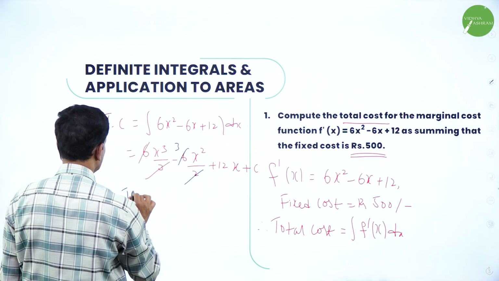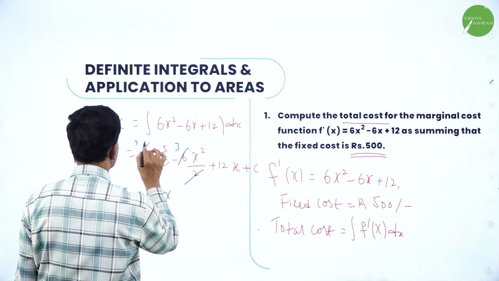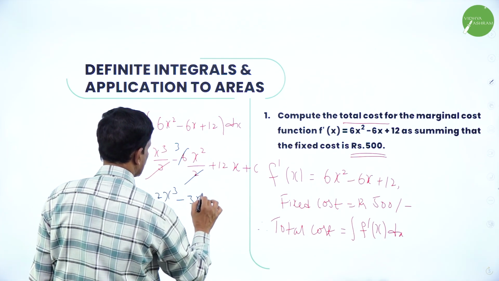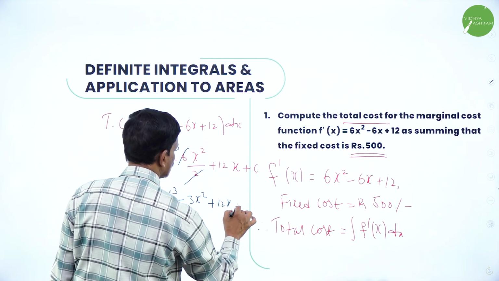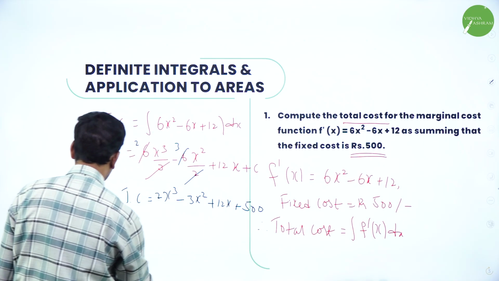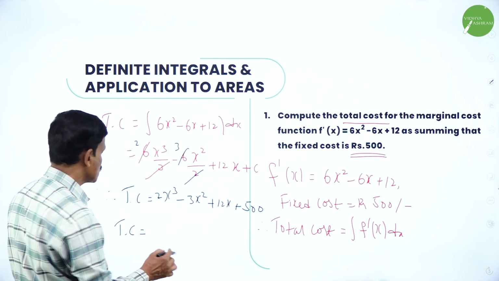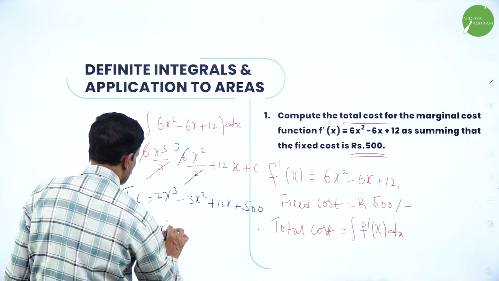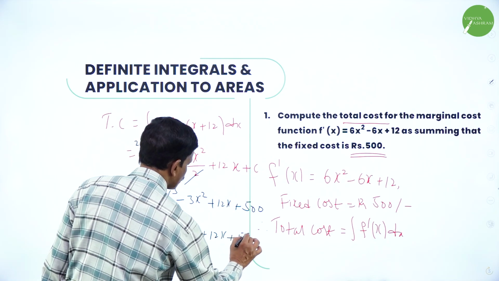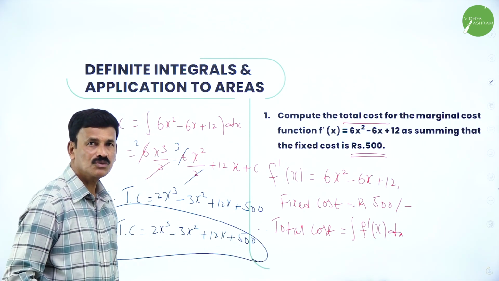So therefore the total cost is equal to 2x cube minus 3x square plus 12x plus the fixed cost, which is 500. So the required answer, the total cost, is given by 2x cube minus 3x square plus 12x plus 500. This is the total cost. That's it. Hope you followed.